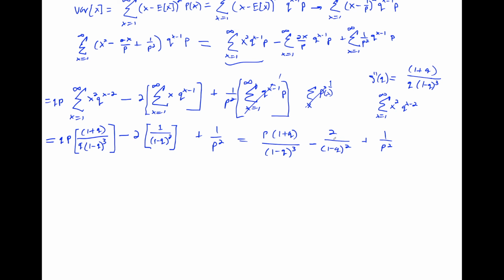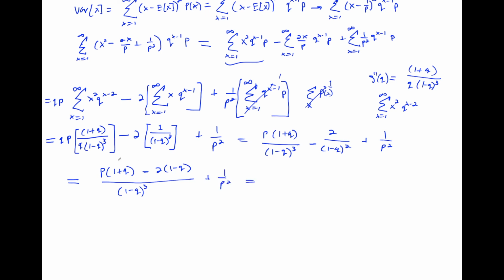All right, so now what we're going to do is combine these first two terms. Now, the first term has a denominator of 1 minus q cubed. The second term has a denominator of 1 minus q squared. So if we find the lowest common denominator, that's 1 minus q cubed. So we're going to write p times 1 plus q minus 2 times 1 minus q all over 1 minus q quantity cubed. And we still have that plus 1 over p squared.